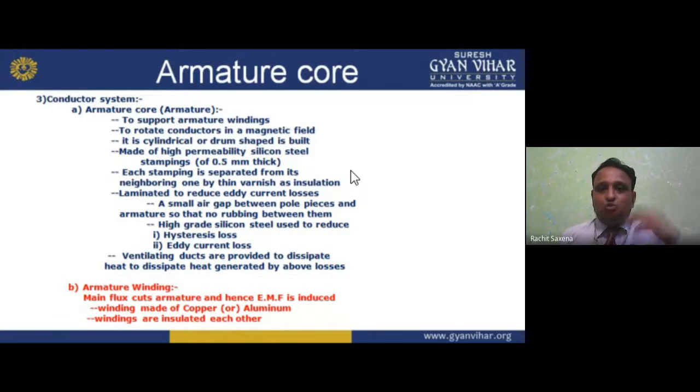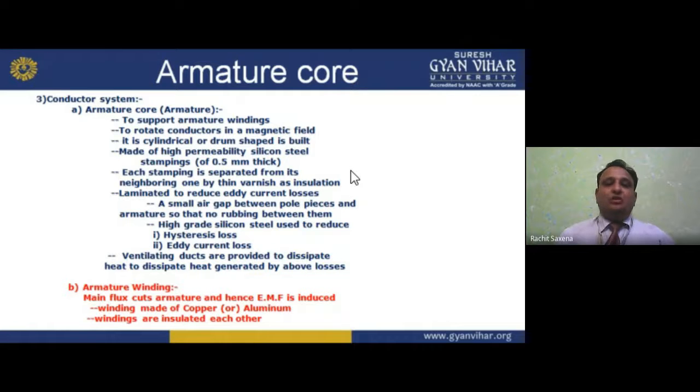And this armature does what? It rotates and cuts the flux. It rotates and gives you the mechanical output, and it rotates and cuts the flux to give you the electrical output. So it performs two things: giving you mechanical output if you want mechanical output, and if you don't want mechanical output, then it cuts the flux as per Faraday's law of electromagnetic induction, so it gives you the electrical output. When I'm talking about the electrical output, I'm talking about, my dear student, what? Generator. And when it gives you the mechanical output, I'm talking about the DC motor, means motor.